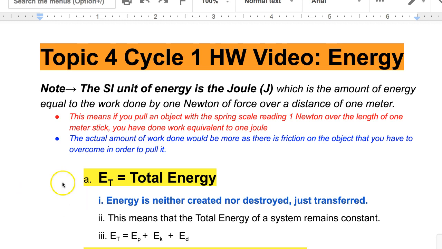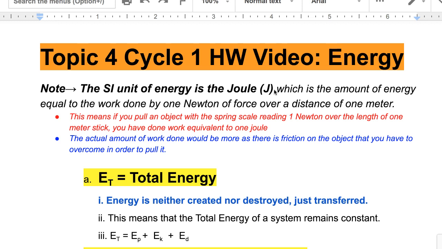So one thing to note is the unit that we'll be using, the joule, abbreviated capital J, the amount of energy equal to the work done by 1 Newton of force over a distance of 1 meter. So that means if we pulled an object with the spring scale reading 1 Newton over the length of 1 meter stick, you'd have done the work equivalent to 1 joule of energy.